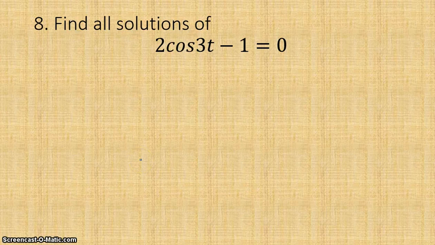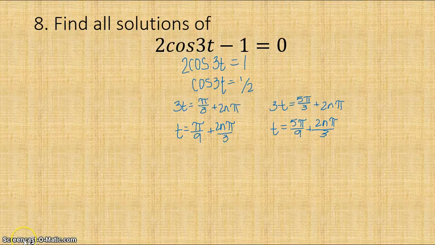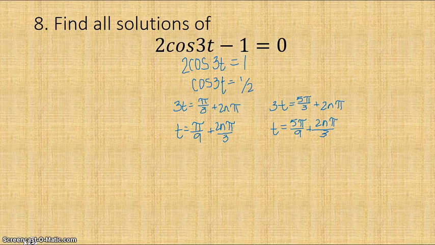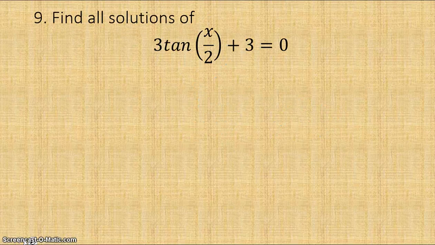Eight I did in class, but if you want to see a reminder of it, it'll come up in just a second. Okay, there you go. It asks for all solutions, so I just have that. Well, I started with the plus 2n pi, but when I divided by 3, the plus 2n pi over 3. I do not need to list out all of the solutions between 0 and 2 pi, since I was not asked for that.